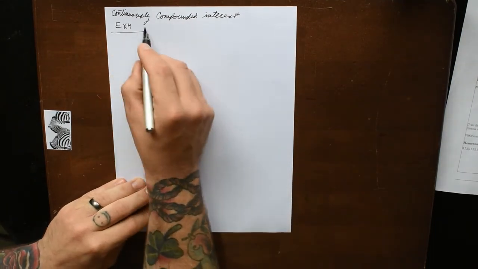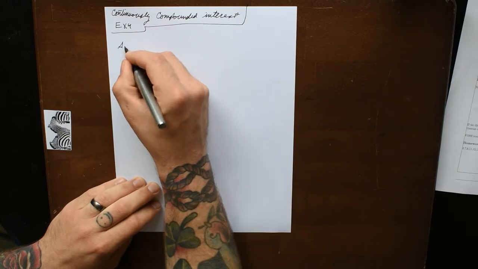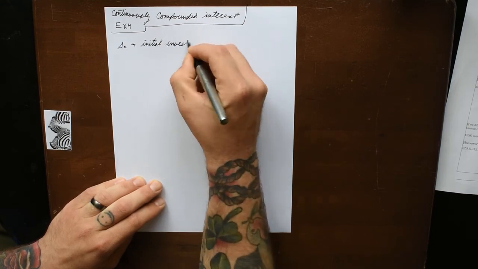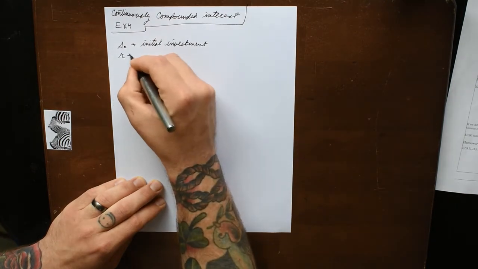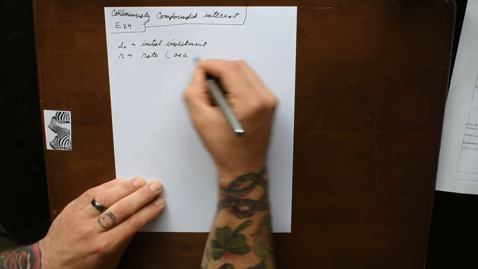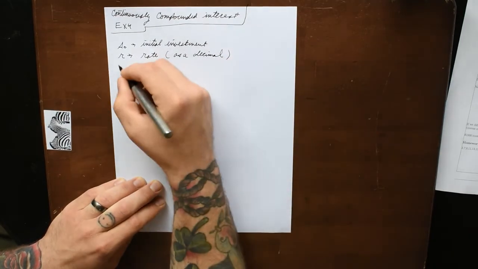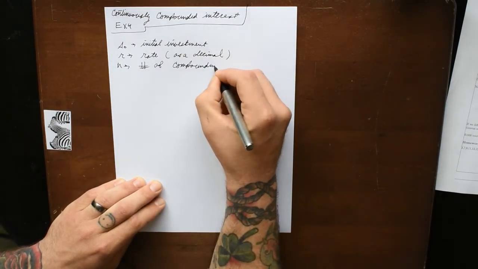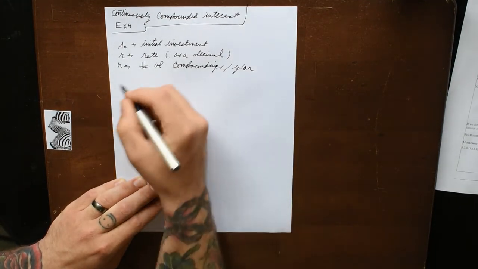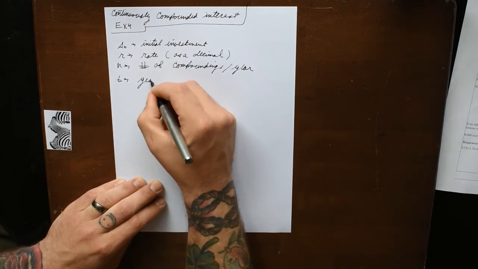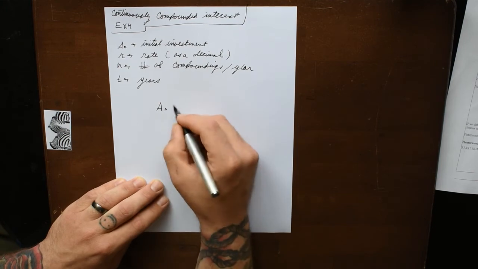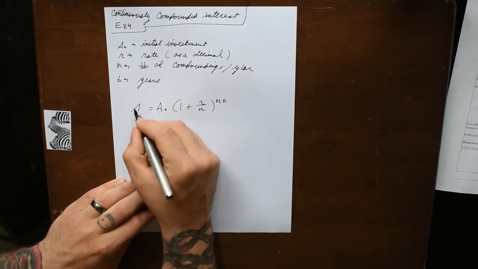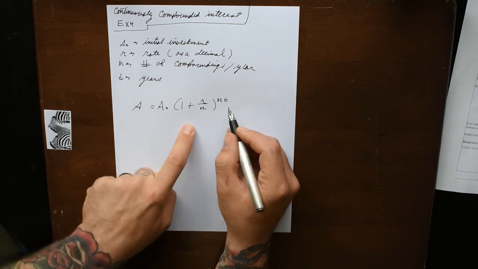Okay, so example 4. A bit of refresher. Let's call A naught the amount of an initial investment. R is going to be the rate. We're going to record it as a decimal. N is going to be the number of compoundings per year. And we'll need t, which will be measured in years. So, if we wanted to invest a certain amount at a certain rate compounded a certain number of times per year, well, the value of this investment after that amount of time t would be given by this equation.